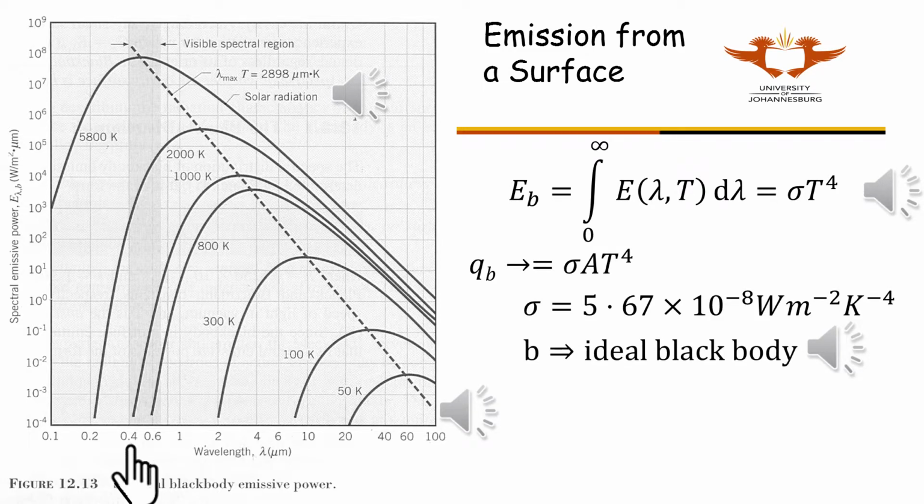This is known as the Stefan-Boltzmann's law. B indicates that this is for an ideal surface, that often appears perfectly black if you look at it. For non-ideal surfaces, the formula must be multiplied by the emissivity.